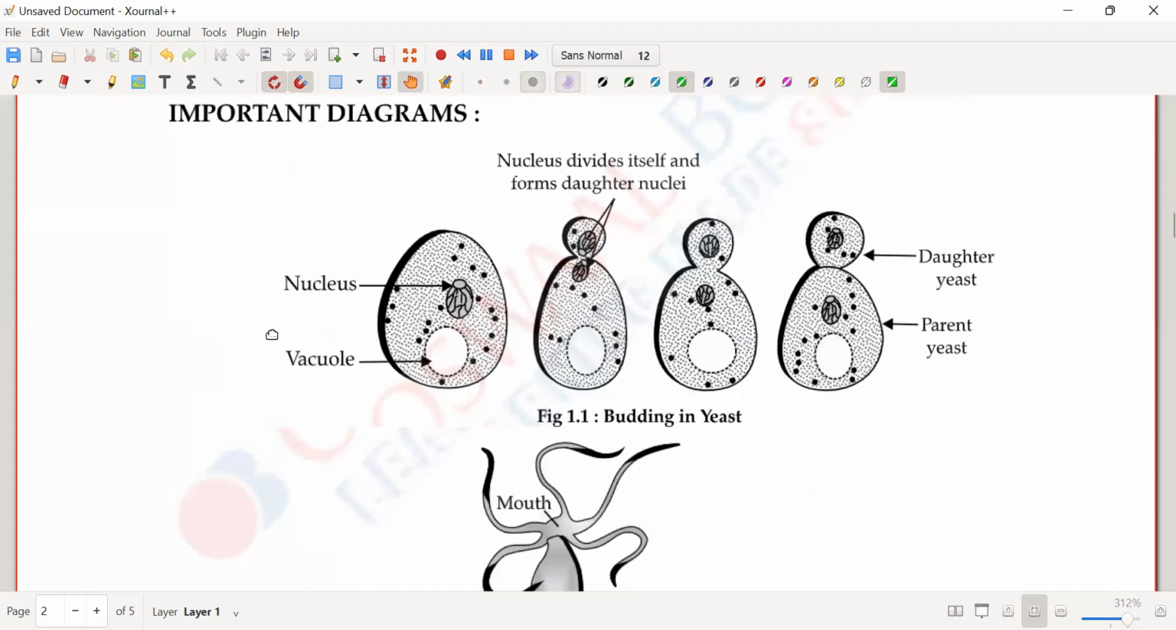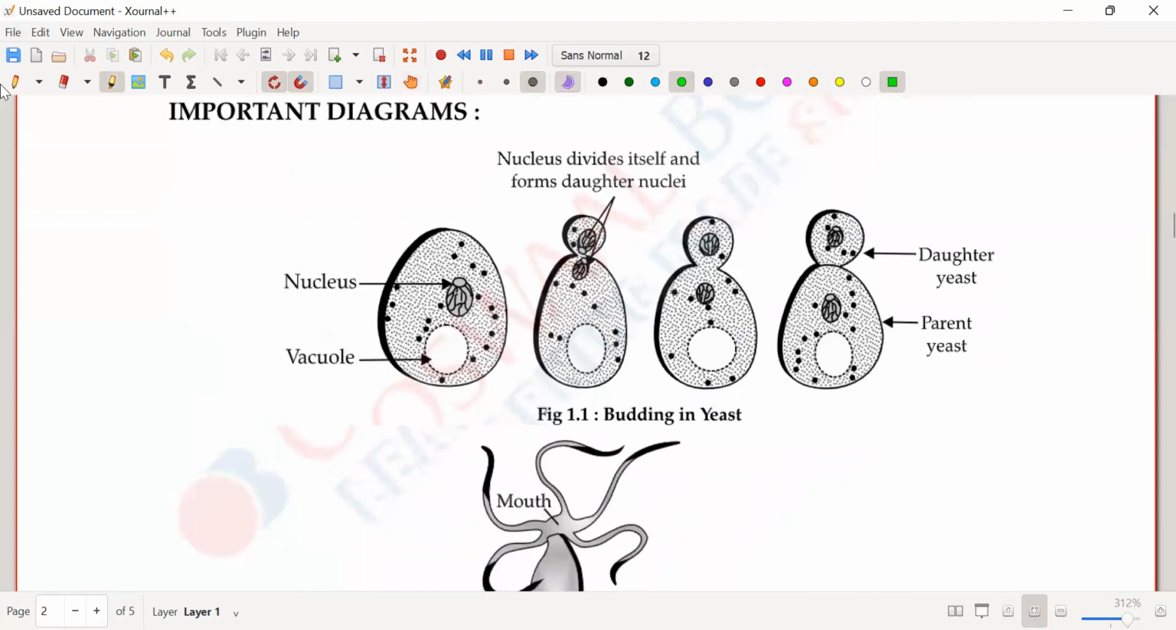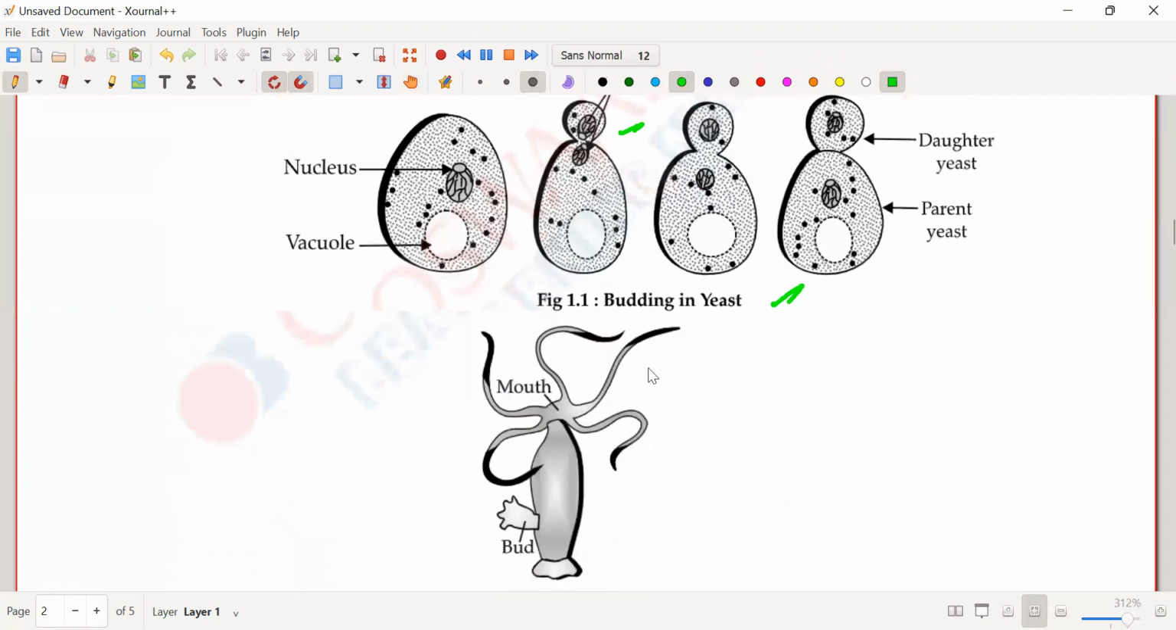Then these are the important diagrams. Yeast. All right. Budding of yeast. From the yeast, there will slowly be division, and the daughter nucleus will be separated and form a new yeast cell.